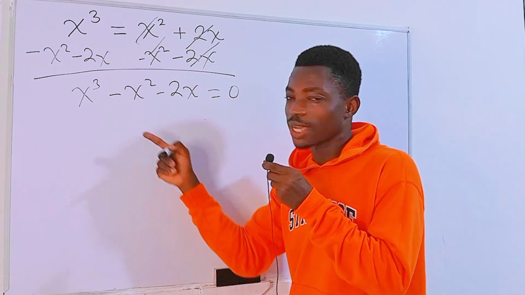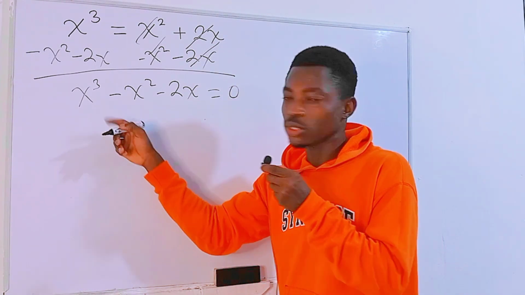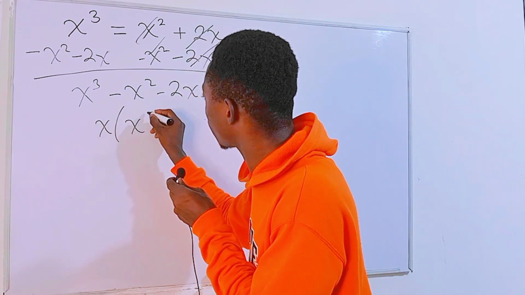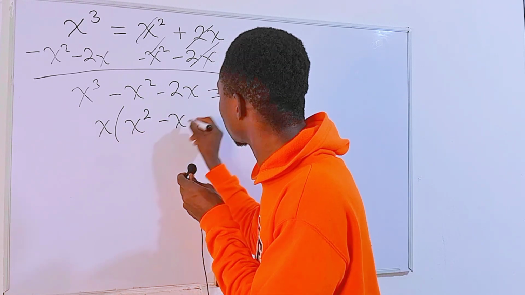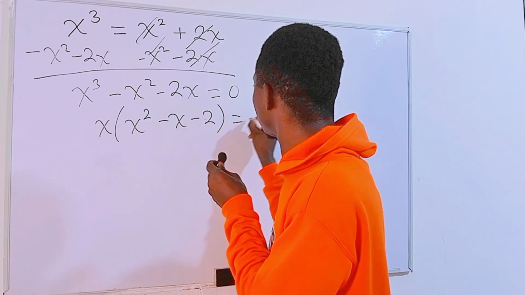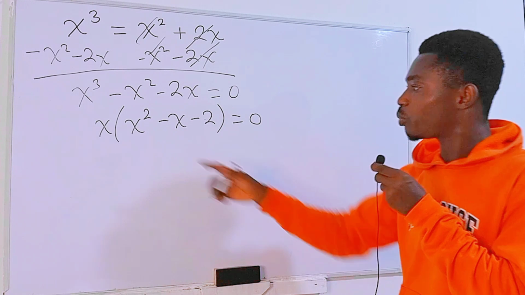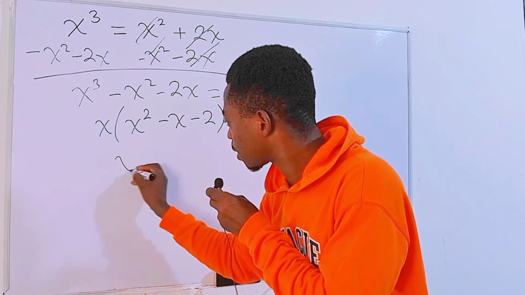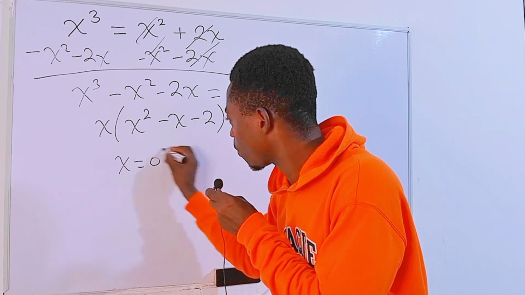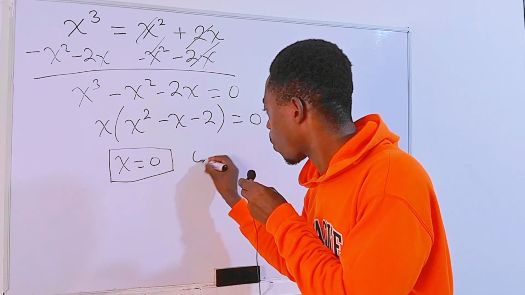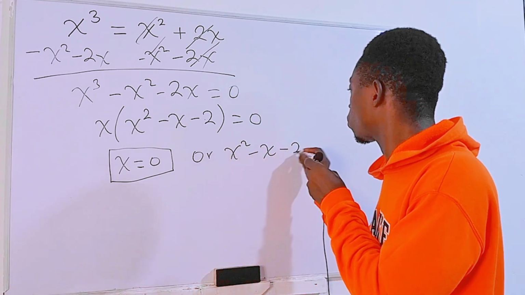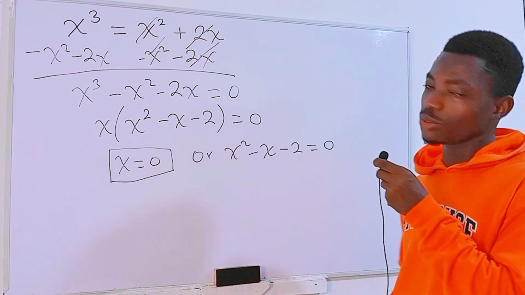Looking at this equation carefully, you can see that x is common. So let's go ahead and factor out x so that the inside will be left with x squared minus x minus 2, and this is equal to 0. Product of two factors is 0. We can actually say that x is equal to 0 as one of the solutions, or x squared minus x minus 2 is equal to 0.